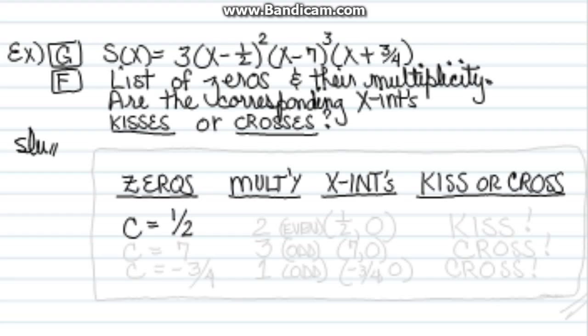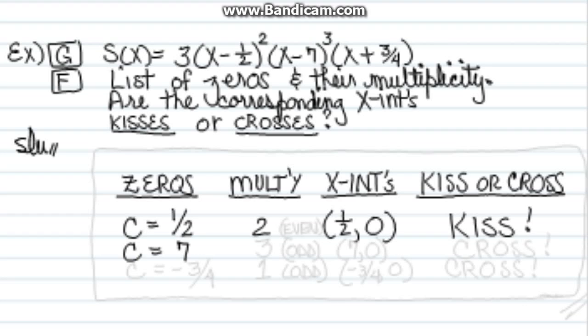Well, since we have a second power on the factor involving 1/2, you see the second power outside of the parenthesis, that indicates that this is multiplicity 2, a root with multiplicity 2. Okay, and 2 is an even number, right? The x-intercept that corresponds to c = 1/2 is the ordered pair (1/2, 0). And since the multiplicity is even, that means we have a kiss for the intercept. It doesn't cross, it just kisses.